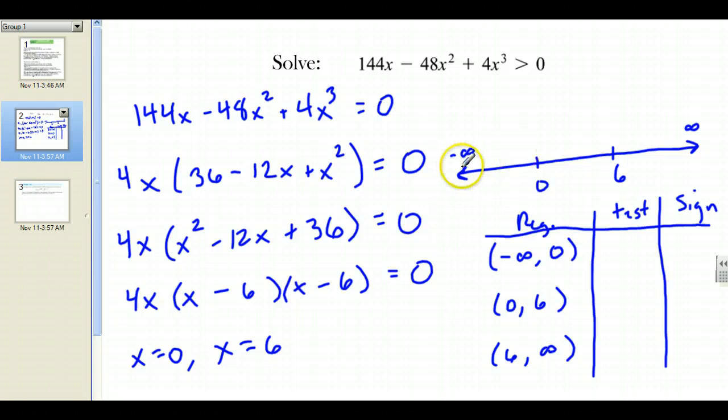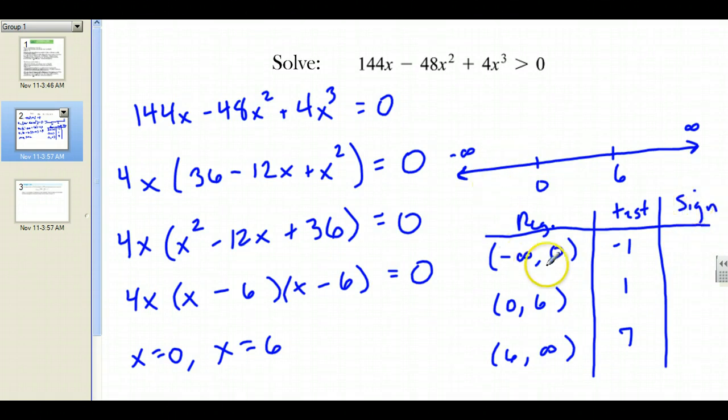So something that falls in here between negative infinity and 0, I'm going to pick negative 1. Something in here between 0 and 6, I'll pick positive 1. And then something on the other side of 6, like 7. And then we're going to determine what the sign is.